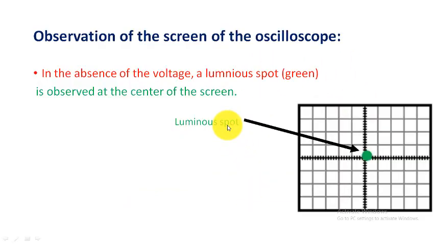Now, what we observe on the screen of the oscilloscope is given here. In the absence of voltage, we observe a green luminous spot at the center of the screen. So here is the luminous spot in case the voltage is none.